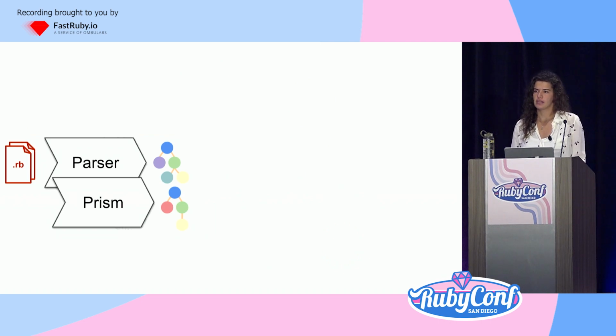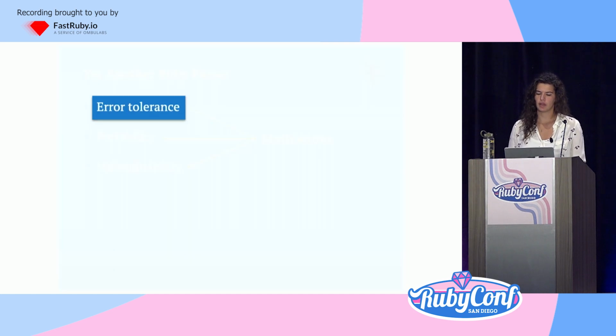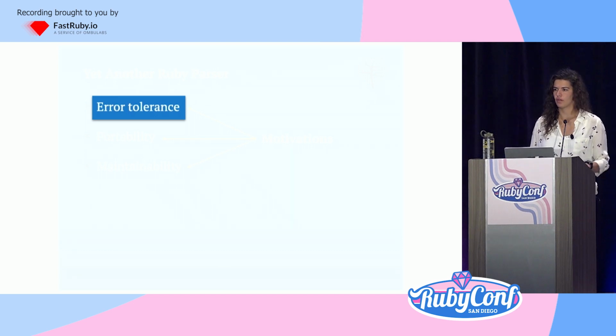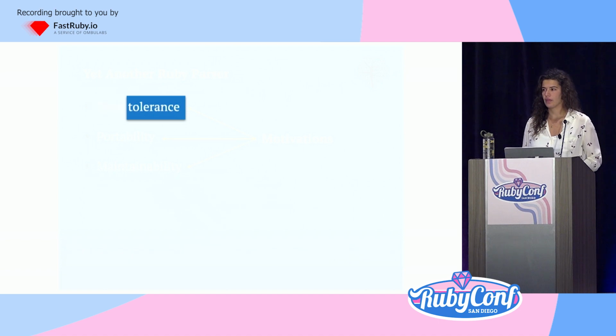You might be seeing this and think, well, why create a new Ruby parser? The old one is clearly working, right? All of our Ruby programs are running. What's the motivation here? This is a slide from Kevin's RubyConf talk. I'm not going to go through each of these, but I just want to talk about the first point he made to motivate Prism, which is error tolerance. And the key here is this word tolerance, right? That the parser can actually recover from errors and still keep parsing.